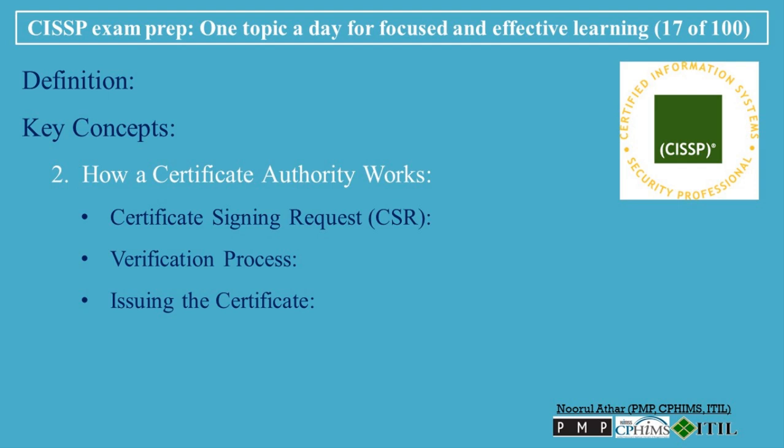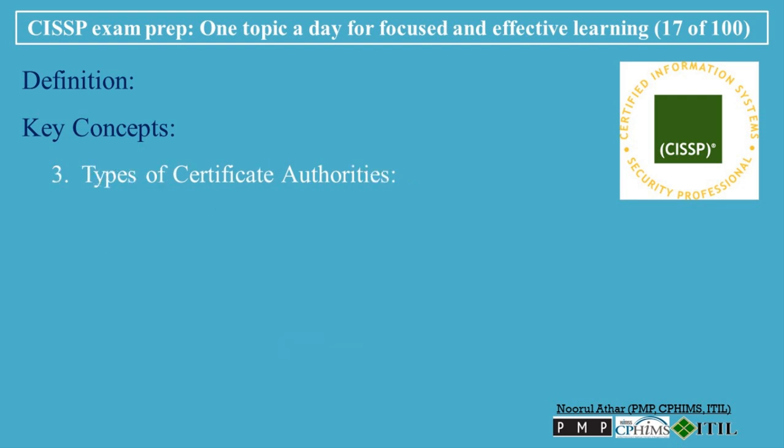Issuing the certificate. Once the entity's identity is verified, the CA signs the certificate with its private key. This digital signature links the CA to the certificate and proves the validity of the public key. Distributing the certificate. The signed certificate is provided to the entity, which then distributes it for secure communications, e.g., HTTPS, VPN authentication. The public key can be used by others to encrypt data or verify digital signatures.